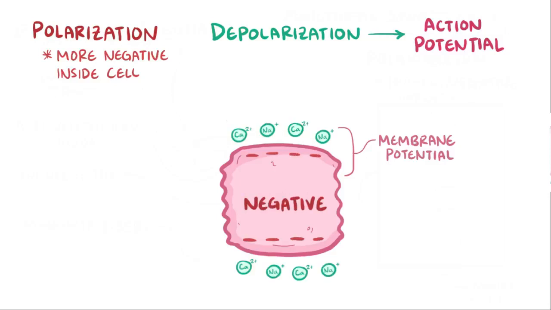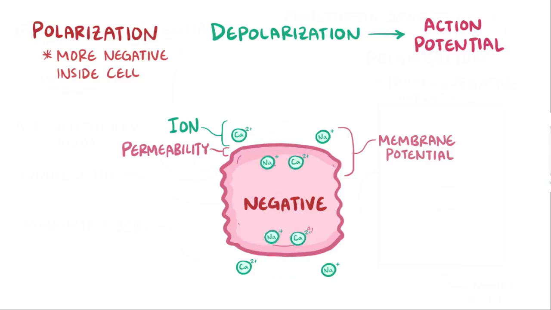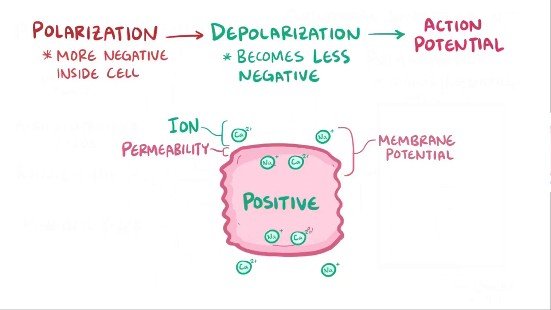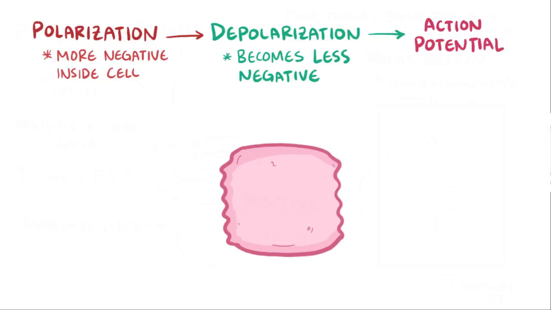Alright, so the key here is understanding how the membrane potential changes. And it all comes down to the movement of ions. Specifically, two factors: which ion wants to move across the membrane and how permeable the membrane is to that ion. So depolarization is when ions move across the membrane and the membrane potential becomes less negative, or even slightly positive. You can kind of think of it like you have this one pessimistic negative cell that throws his hands up in a moment of positivity and joy.